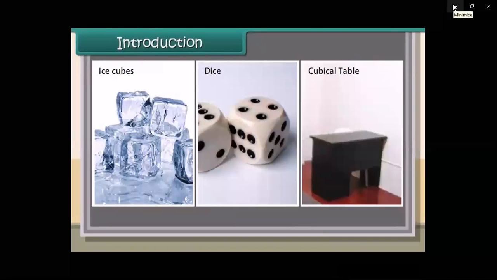Hello and welcome students to another video lesson for pre-high school mathematics. In today's class, we'll discuss the topic cubes and cube roots.